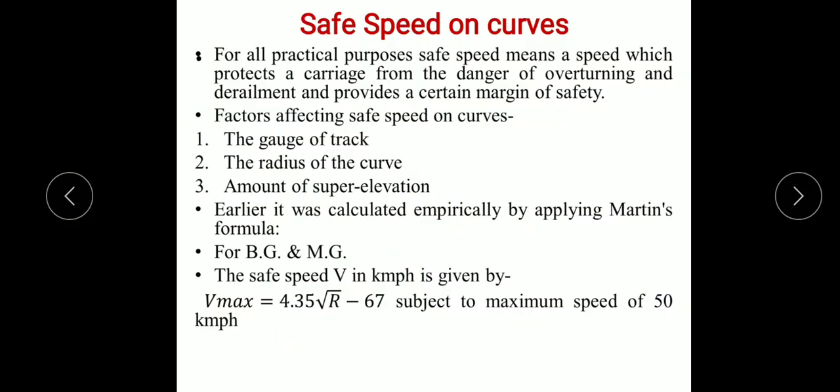So now we will see Martin's formula for BG and MG. The safe speed V in kilometer per hour is given by Vmax is equal to 4.35 under root R minus 67, and it is subjected to a maximum speed of 50 km per hour. So for a speed of 50 km per hour, we can get the value of Vmax by using this formula. So this is the safe speed on curves.